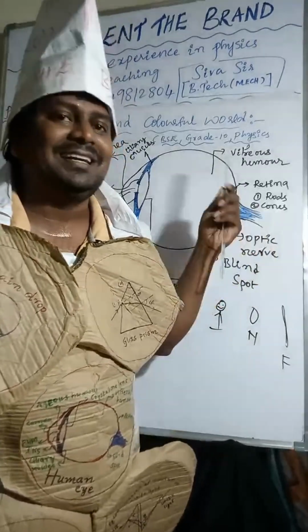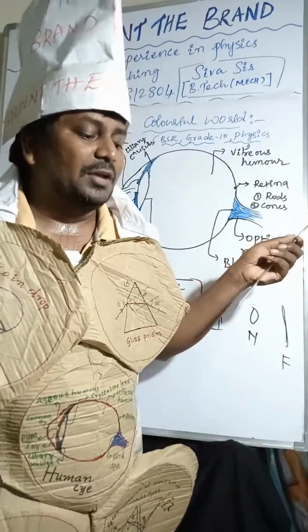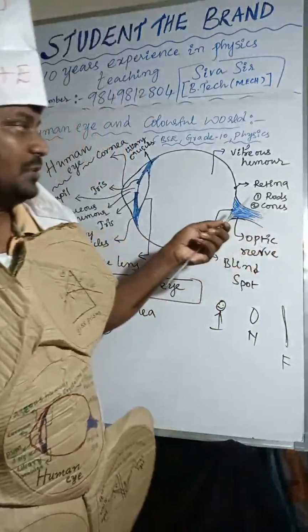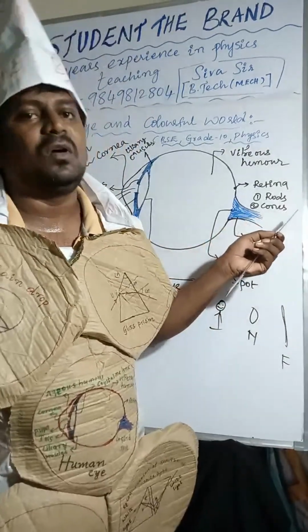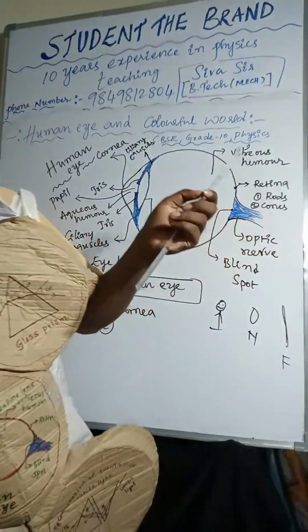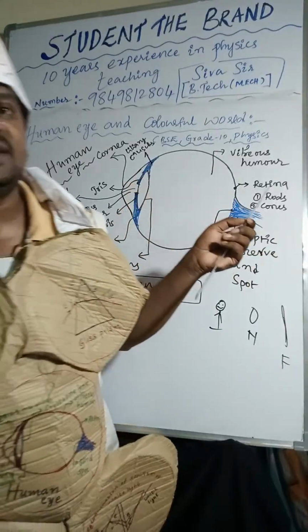Rods are sensitive to the intensity of light. If more rods are there, we are able to see during night time also. Coming to the cones, if more cones are there, we are able to see during daytime also. We can identify the colors.